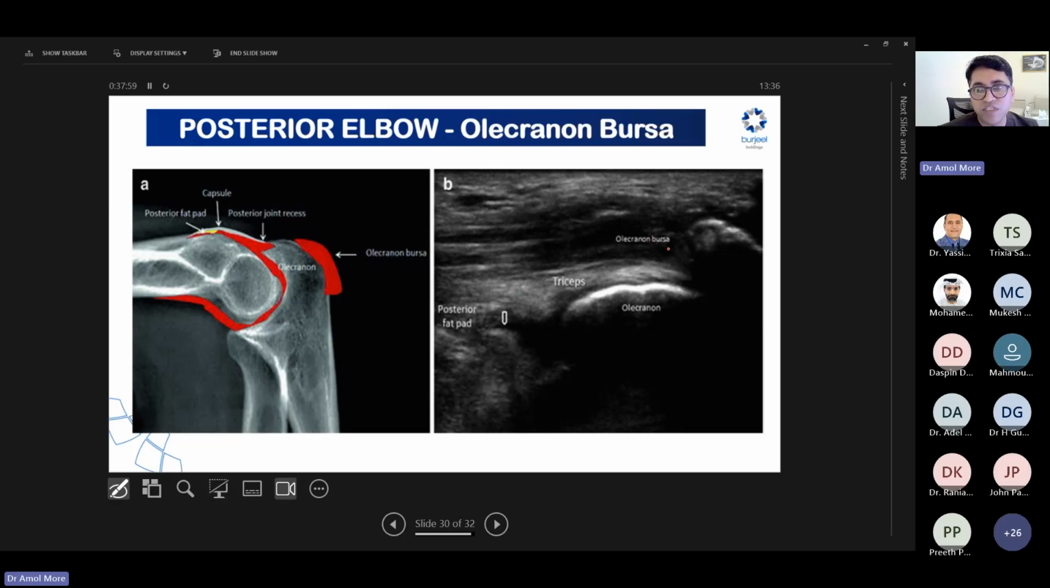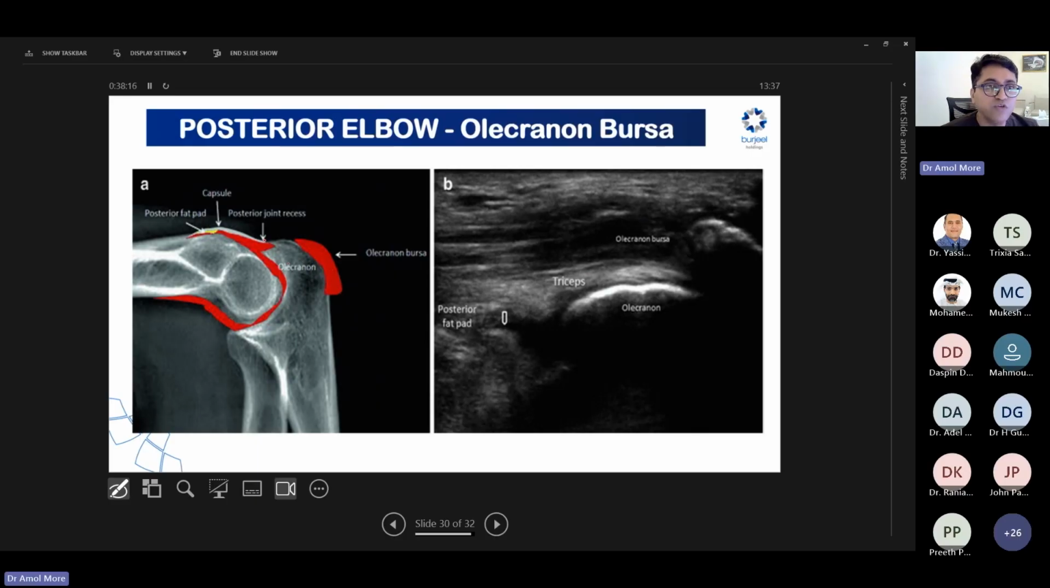However, one important thing you have to note is for assessment of the olecranon bursa, you have to get the thick gel standoff on the olecranon process so that you can see the outline of the olecranon bursa nicely.